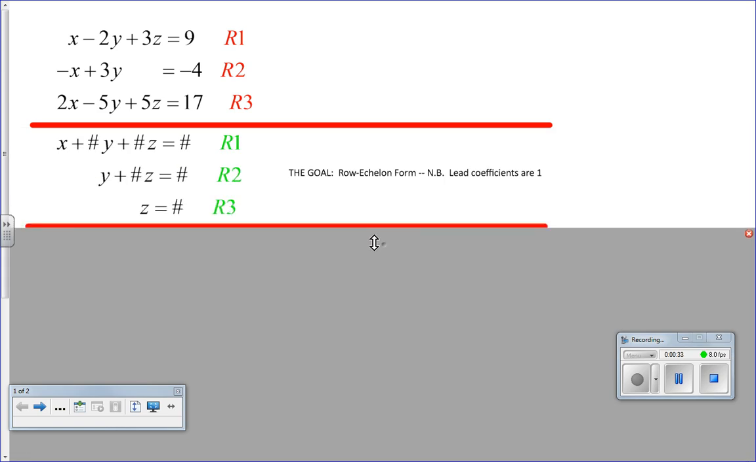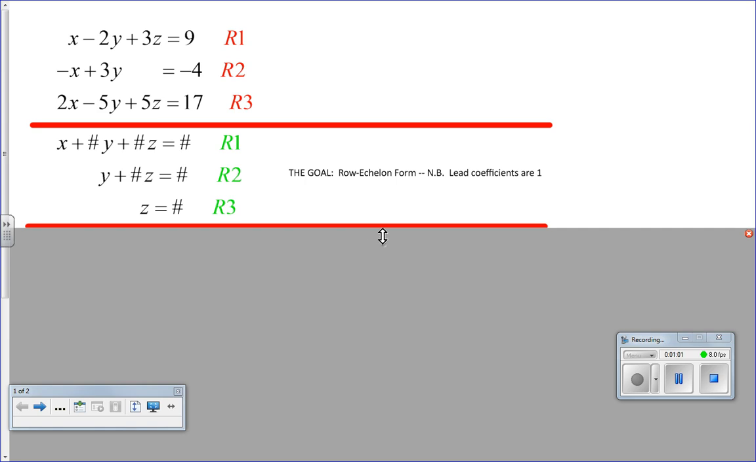Recall what row echelon form looks like. It has this stair-step pattern. The leading coefficients are 1, and there are 3 terms in the first row, 2 in the second, and just 1 in the third. And then we use a method called back substitution to come up with our x and y and z.